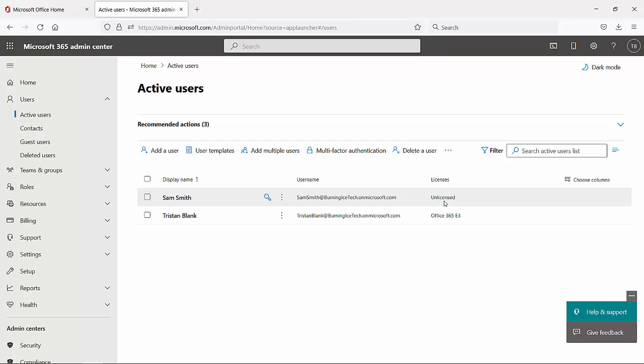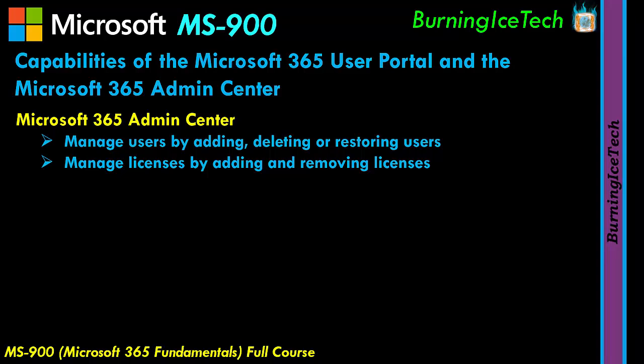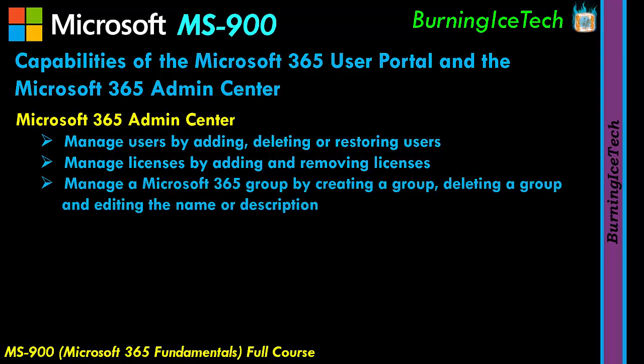Alright, folks, so let's go back to that presentation. Let's go back to that list. Okay, so we've shown you guys how to add, delete, and restore users. We've shown you guys how to add and remove licenses. Next up, manage a Microsoft 365 group by creating a group, deleting a group, or editing and changing the name or description.